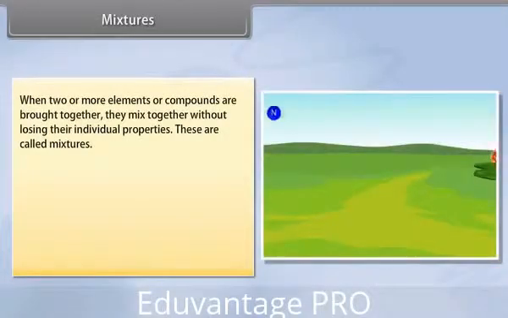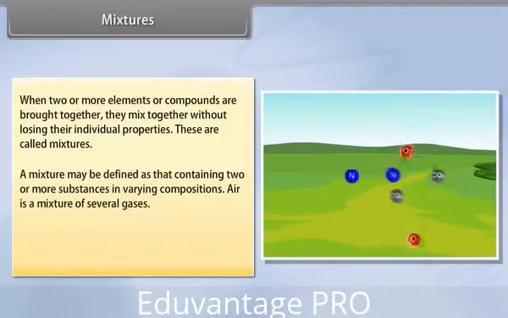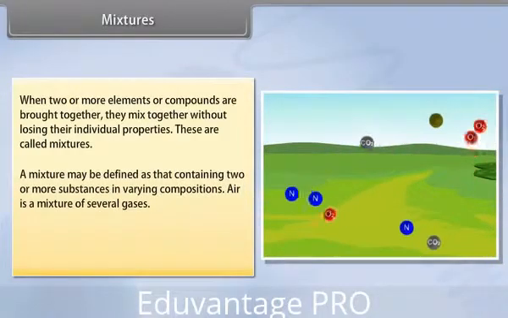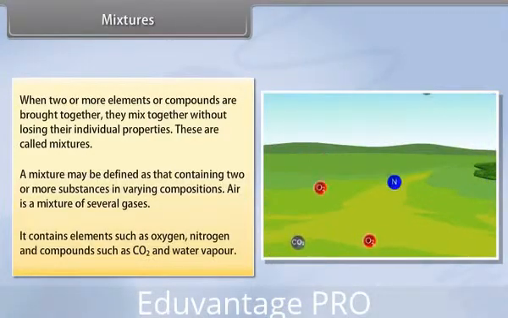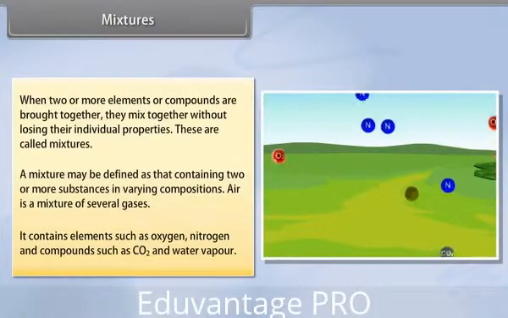Differences between elements and mixtures. When two or more elements or compounds are brought together, they mix together without losing their individual properties. These are called mixtures. A mixture may be defined as that containing two or more substances in varying compositions. Like air is a mixture of several gases. It contains elements such as oxygen, nitrogen, and compounds such as CO2 and water vapor.